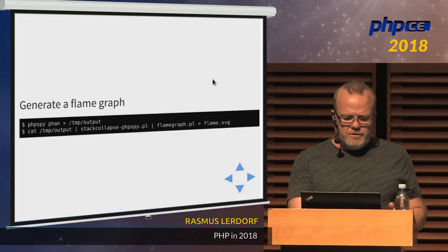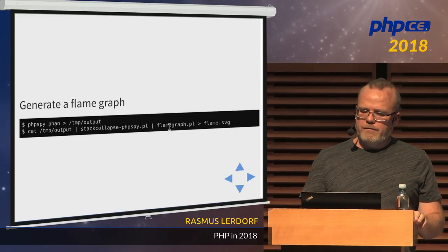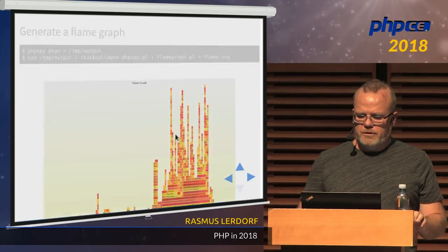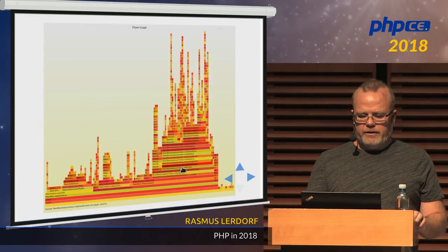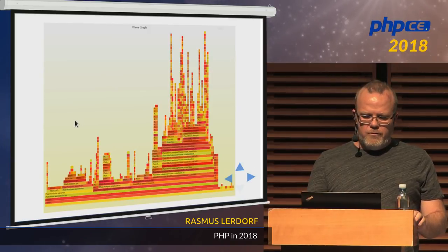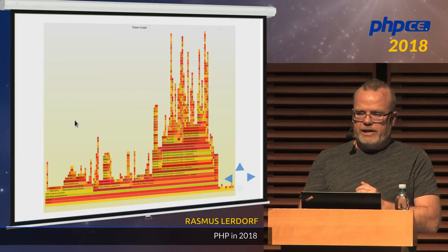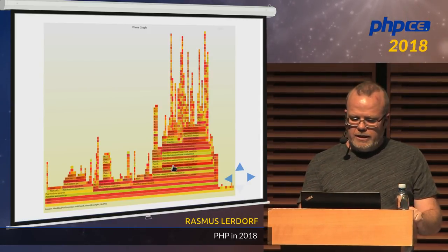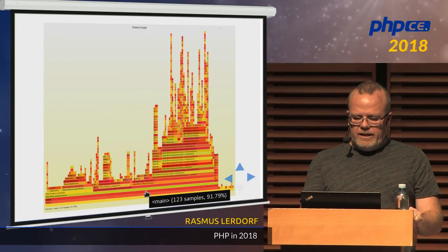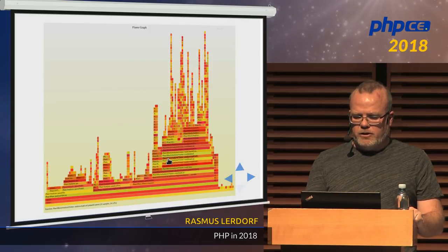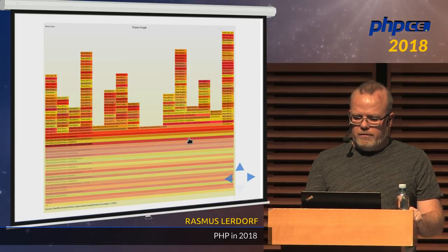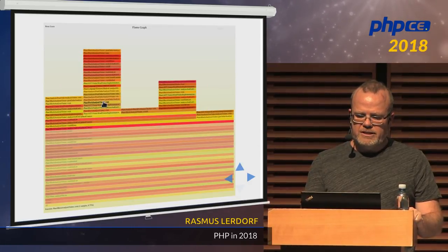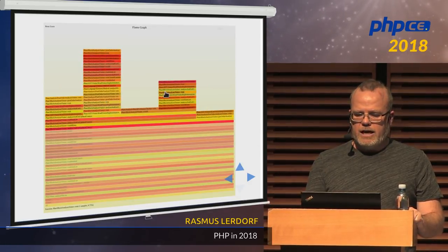It comes with a couple of scripts called stackcollapse and flamegraph. And when you run the output through those two scripts, you get something that looks like this. So this is me running PHP Spy on a Phan run. Well, this is Phan analyzing itself, actually. So we get an idea of what Phan is actually doing, and we can zoom in, look at this particular thing, and then we can see what this is calling and how much time is spent in these various things.